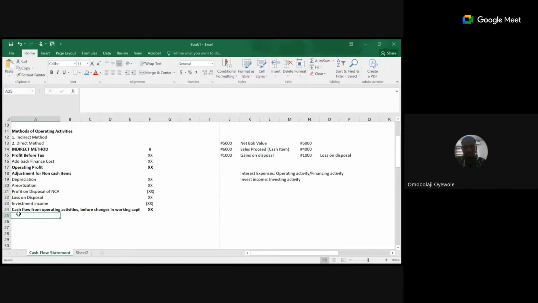Then we have changes in working capital structure. Changes in working capital structure.